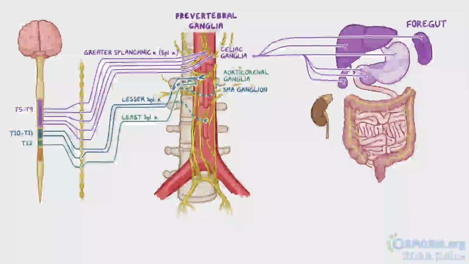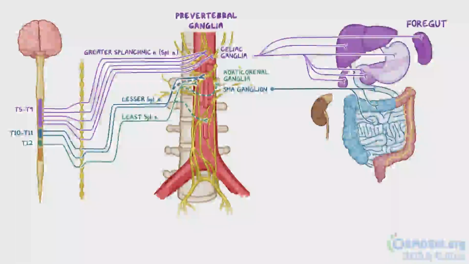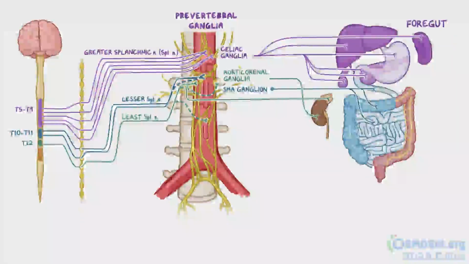Now, the postganglionic fibers from the superior mesenteric ganglion provide sympathetic innervation to the midgut, that is, the part of the gut from the distal parts of the duodenum through the proximal 2/3 of the transverse colon, including the small intestine. The postganglionic fibers from the aortico-renal ganglion provide the sympathetic innervation to the kidneys, and some preganglionic fibers travel through this ganglion to the adrenal medulla, where they synapse directly with the cells within it.